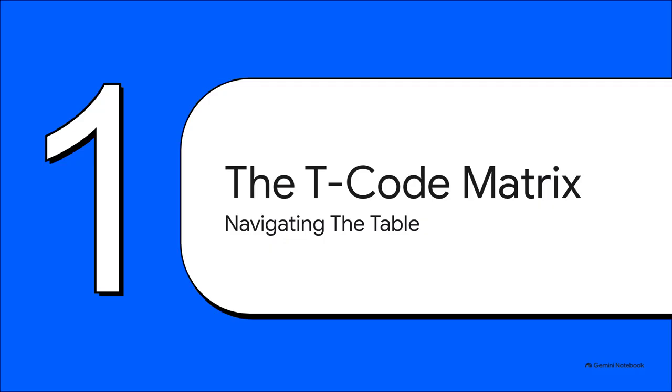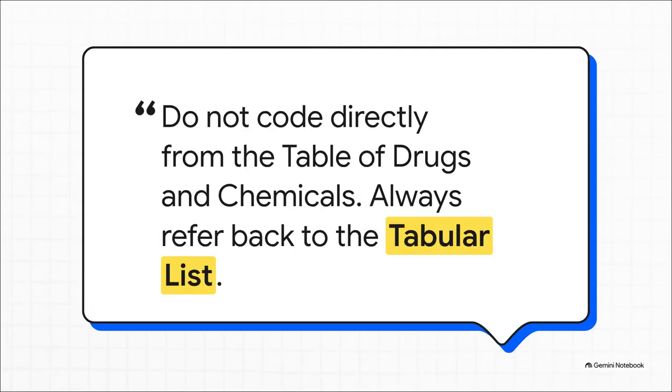Section 1. The T-code matrix and navigating the table of drugs and chemicals. Setting the foundation to prevent denied claims starts with an explicit, non-negotiable CMS mandate. It's incredibly tempting to just find your substance in the table, grab that T-code, and throw it straight onto the claim form. But do not do it. The table is just an index. You absolutely must always verify the codes in the tabular list.